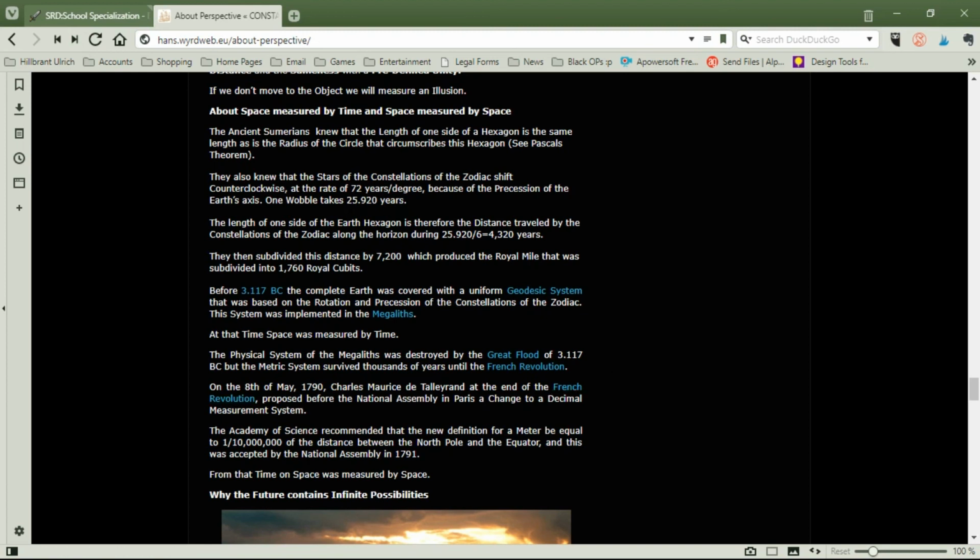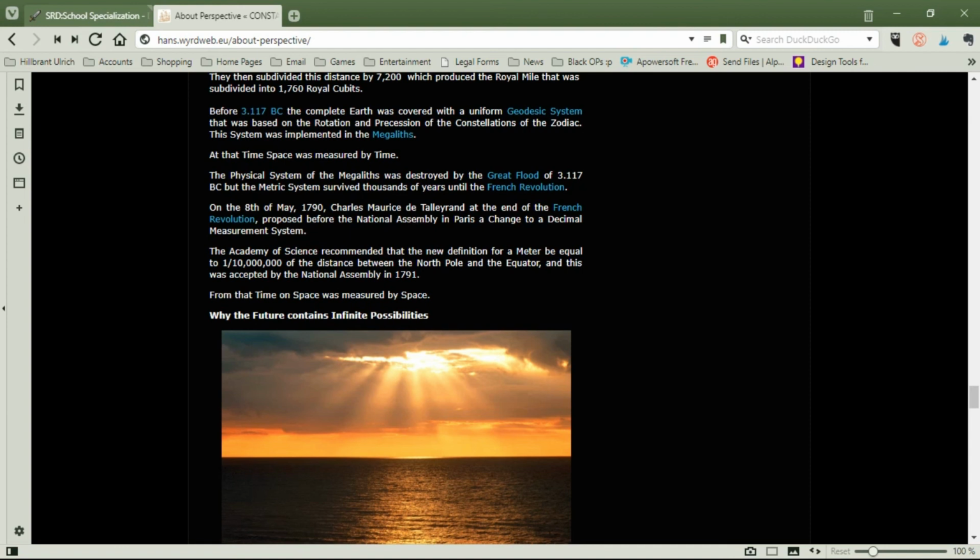The physical space of the megalith was destroyed by the Great Flood, but the metric system survived thousands of years until the French Revolution. On the 8th of May, that's my sister's birthday. Anyway, on the 8th of May, there was a proposed change to the decimal system. The Academy of Science recommended that the new definition for a meter be equal to 1/10,000,000th of the distance between the North Pole and the equator, and this was accepted by the National Assembly. Here's how that's important. From that time on, space was measured by space, right?